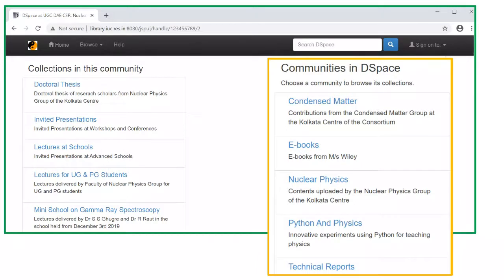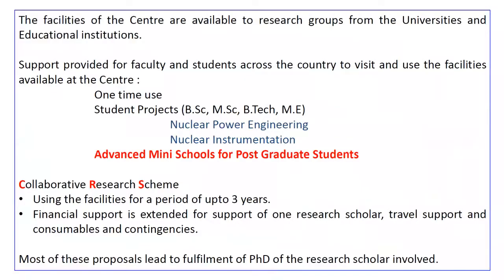So besides the formal research material, you may also find several useful materials for teaching. As yesterday we had said, they are available to all the research groups and educational institutes. And as I said, we have a one-time use. Here I'd like to draw your attention, since we have a lot of participants from the engineering part.